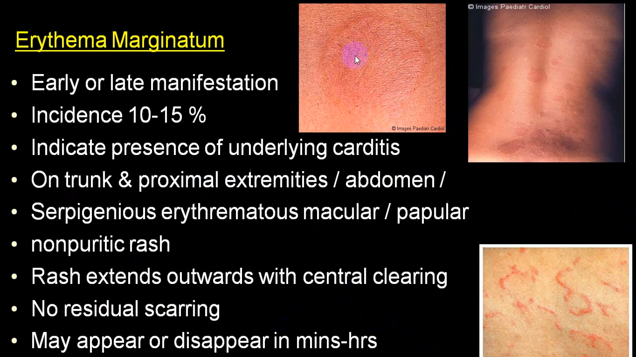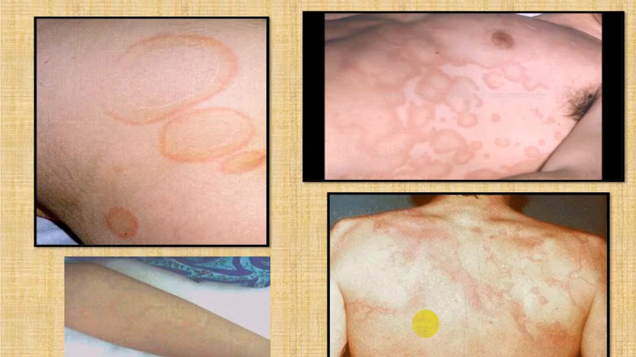So this is a typical, you can see the center part is pale and this peripheral part irregular shape, and those are reddish. You can see this reddish margin. That's why it is called erythema, and margin is red, and it will disappear very soon, may appear and disappear in minutes and hours. So does not remain for a longer period. Very, very typical. Central part is pale, peripheral, irregular shapes, and that is reddish in color.